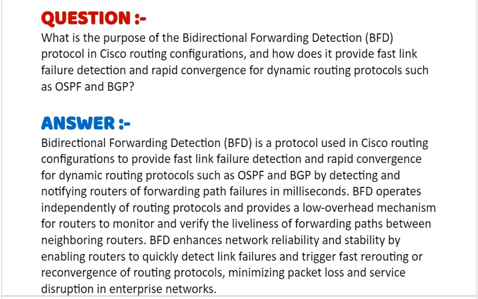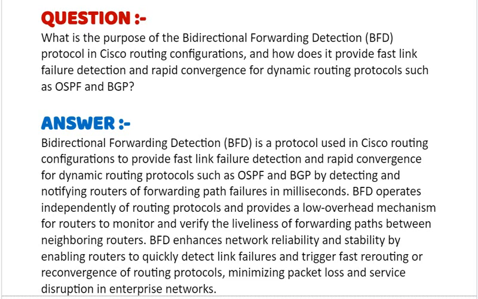Our interview question based on Enterprise Advanced Routing and Services is: what is the purpose of the bidirectional forwarding detection (BFD) protocol in Cisco routing configurations, and how does it provide fast link failure detection and rapid convergence for dynamic routing protocols such as OSPF and BGP?